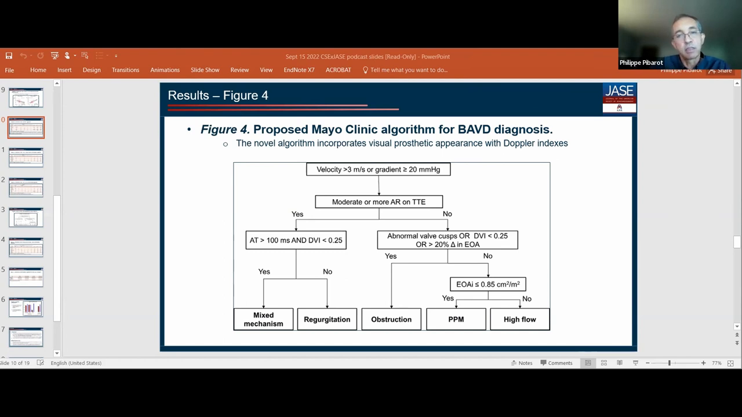And the gradient then is probably related to a prosthesis patient mismatch. So it is an important criterion. Then the other criterion is again the Doppler velocity index less than 0.25. And the third one is a delta in AVA during follow-up of more than 20%. So if the AVA decreased by more than 20%, then this is an additional and very powerful parameter. And this is not N. So if you have any of these criteria, you are in the yes category.